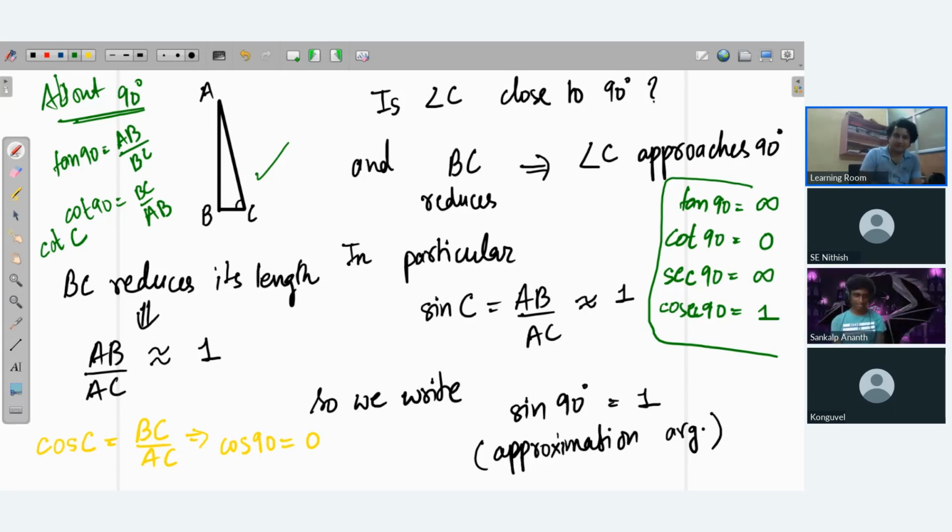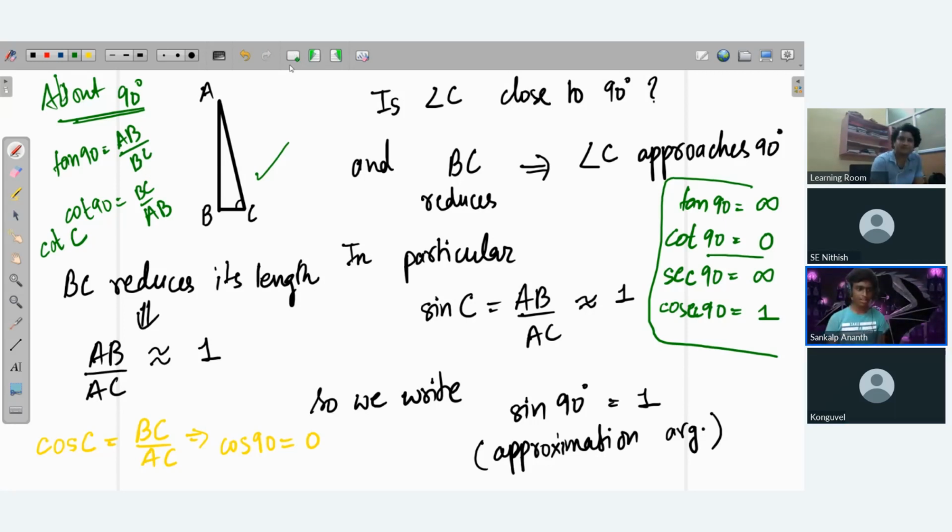Yes, the whole ratio is approaching 0. That is what is written. So it's like 1 by 10 million, which means it'll be very close to 0, like 0.0001.